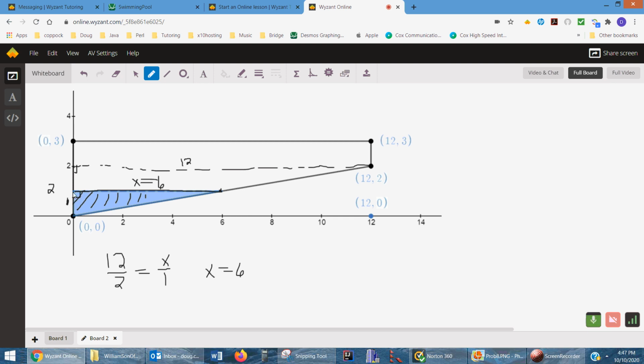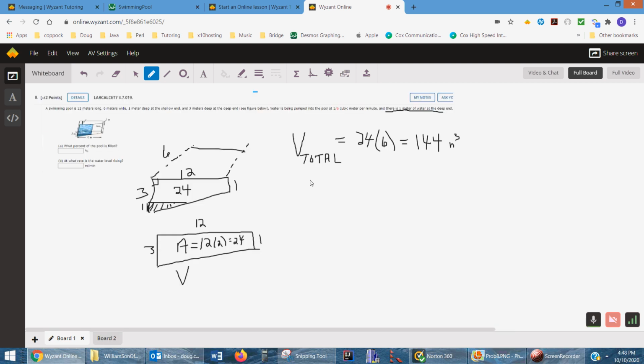So the area of this little blue triangle, that's a right triangle, is 1/2 the base times the height. 1/2 of 6 times 1 is 3. 3 times 6 will give us the volume. So the volume of the water when h equals 1 is, again, 3, this is a 6, half of 6 is 3, then 3 times the height is 18 meters cubed.